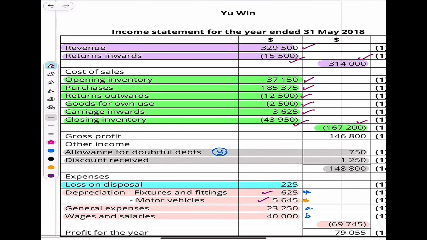Now we can find the gross profit from 314,000. Take away 167,200 in order to find the gross profit, which should be 146,800.